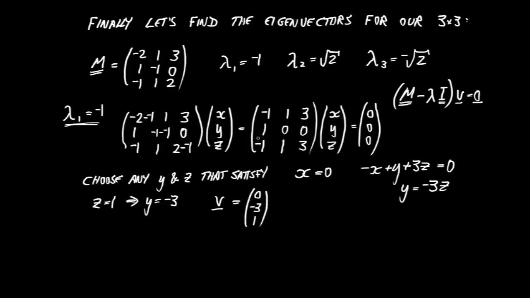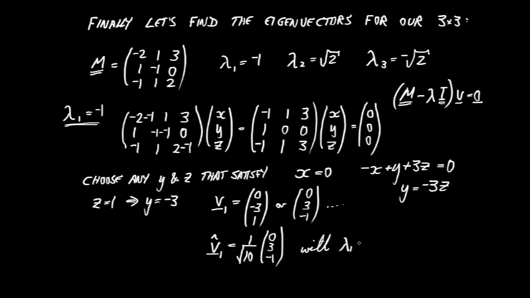I could equivalently have chosen z is equal to minus 1, and then I'd have 0, 3, minus 1. If I normalize, then I'll need 1 over root 10, that being 3 squared plus 1 squared, and so that is a complete solution for our first eigenvector. We found it in simple form and in normalized form. This is the eigenvector that goes with eigenvalue minus 1. We can go ahead, however, and check this eigenvector to make sure that it works.